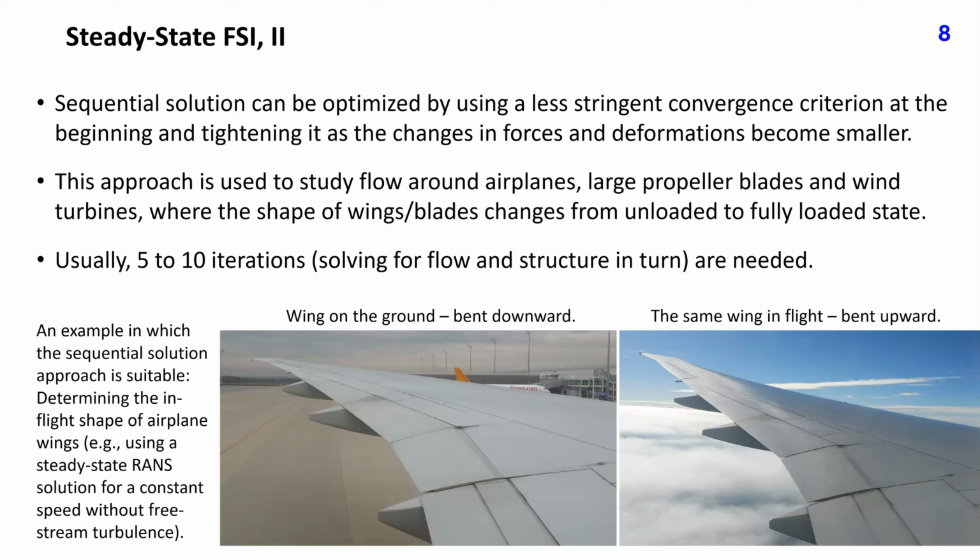Here's an example in which the sequential solution approach is suitable, determining the in-flight shape of airplane wings. The left photo shows an airplane wing on the ground. It is slightly bent down. In the right photo, the same wing is shown during flight. It is bent upwards. One needs to know the lift and drag of the wing in its deformed shape, not for the undeformed geometry. Such computations are often done using a steady-state runs approach for a constant speed without free-stream turbulence.